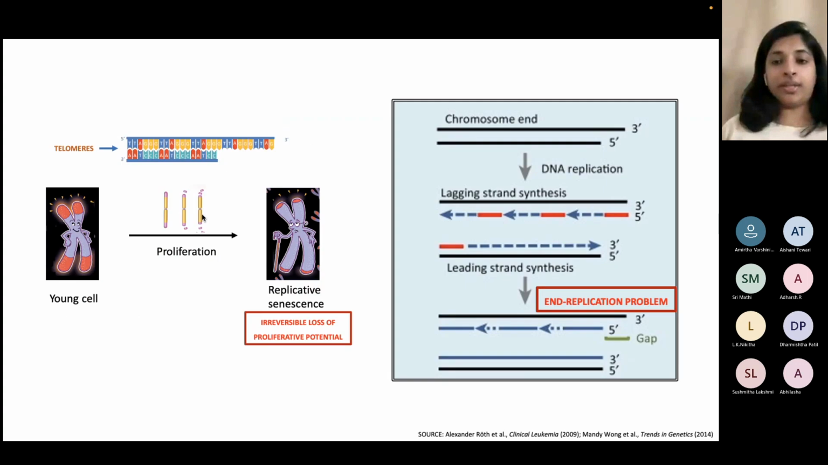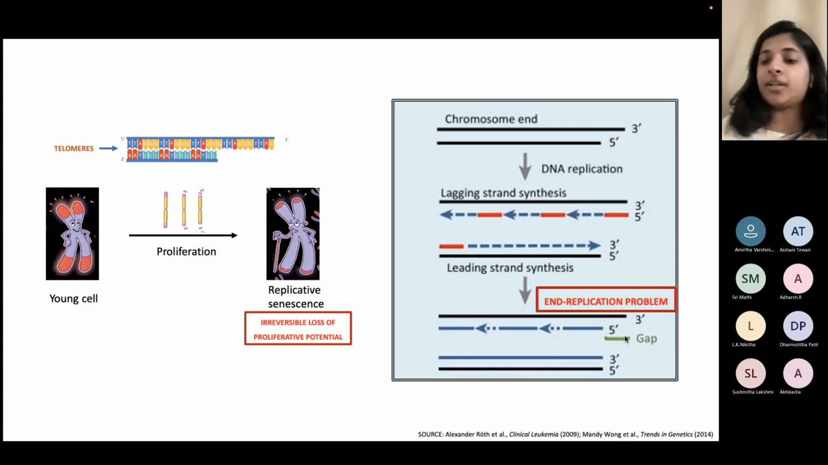So if you think of immunity, you know that these cells have to divide for a long number of generations to ensure that your system is protected from invading pathogens. As we saw, telomeres with every round of proliferation keep getting smaller and smaller until they reach a length at which cell division is halted, and the cell attains replicative senescence. Here it's an irreversible loss of proliferation, and the cells will not be able to proliferate any further. This again is called the end replication problem.